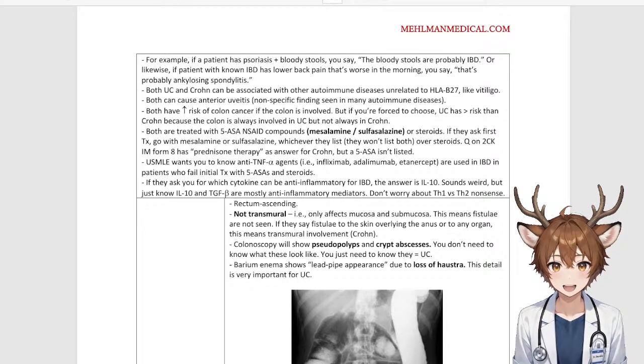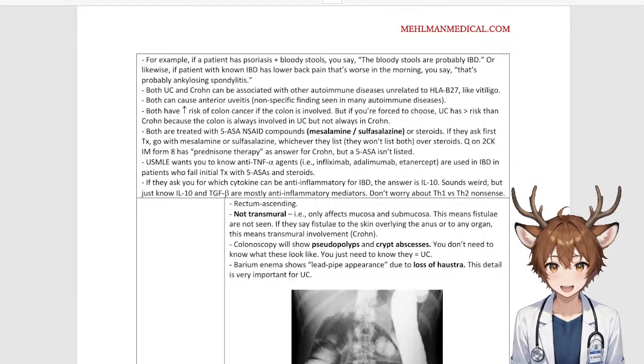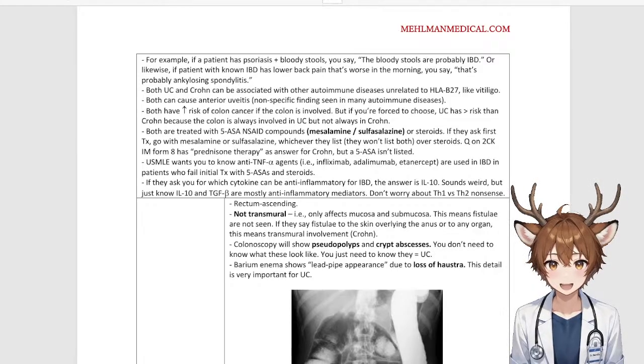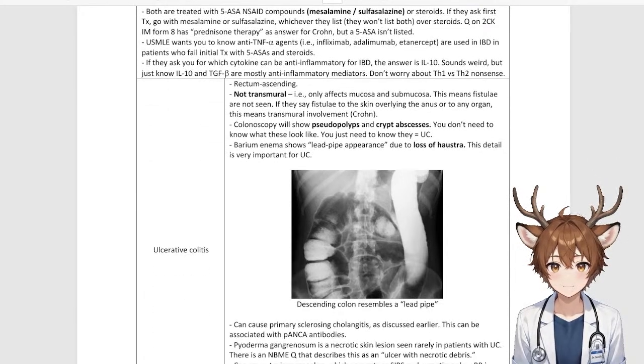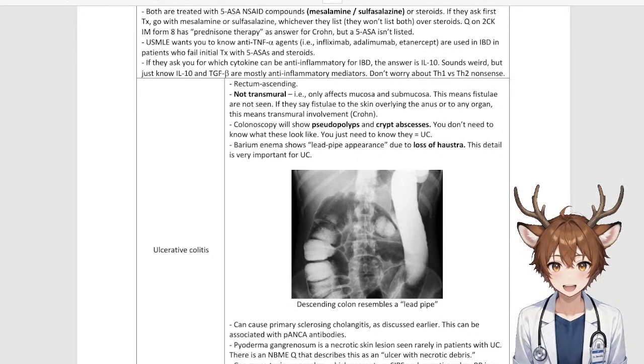So you take 5-ASAs and steroids first, but if that doesn't work, do something like TNF alpha agents, like infliximab, adalimumab, or etanercept. And if they're asking for an anti-inflammatory for IBD, talk about IL-10, okay?